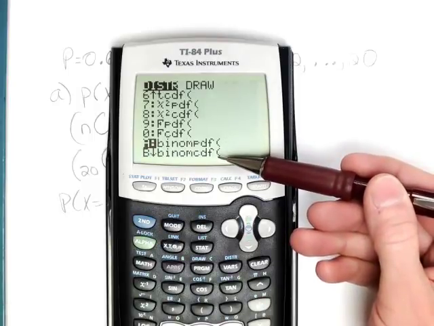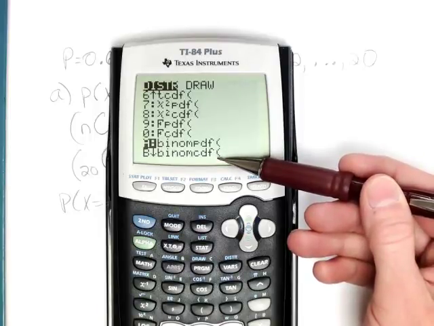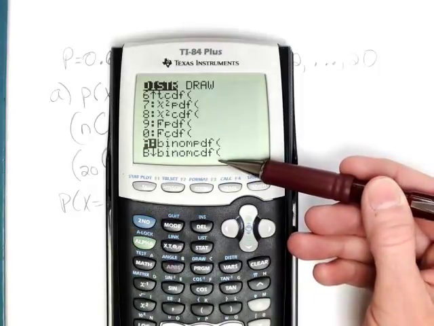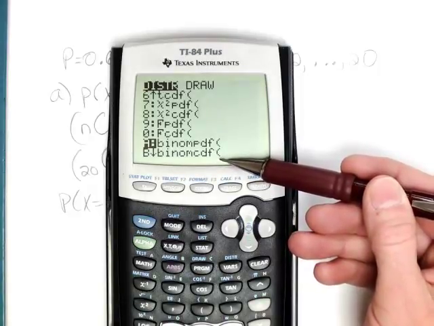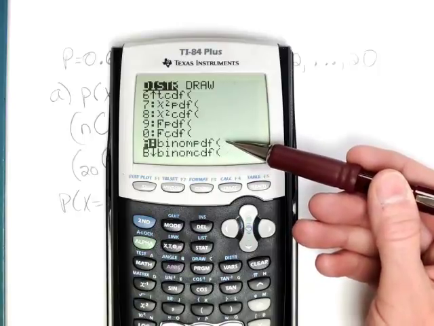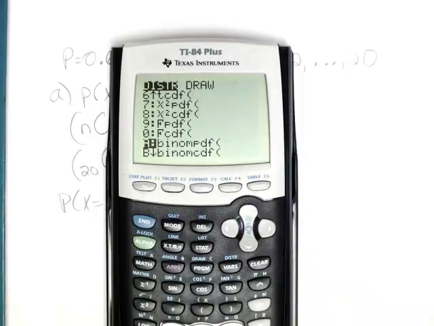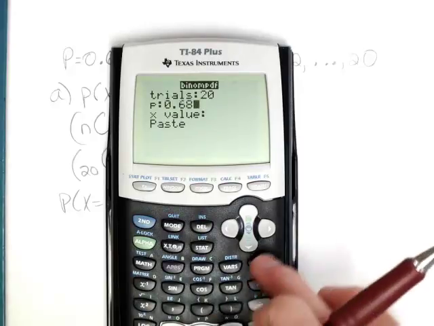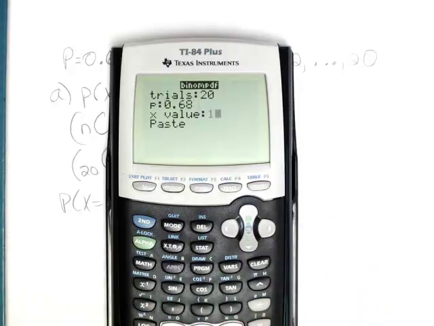The CDF is the cumulative density function. That's the running total, and it has a lot of usefulness in a lot of these problems. But for part A, finding the probability of X taking on exactly 1, we would want to use the PDF. So the number of trials is 20, the probability of success in a single trial is 0.68, and the X value in question is 1.